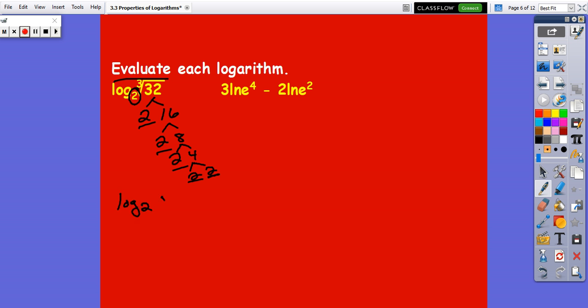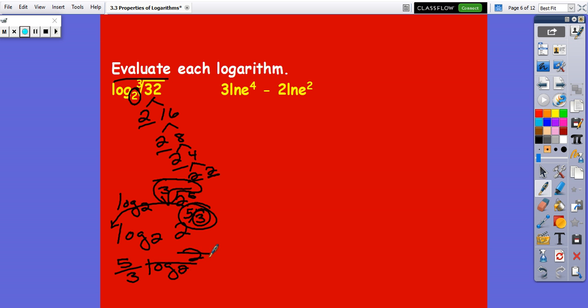The log base 2 of the cube root of 2 to the 5th. Now remember how we change a radical? We can change it to an exponent. So this is 2 to the 5/3. And whatever root we're taking goes in the denominator. Now, I'm going to take this and put it out front because powers I can move to the front. Log base 2 of 2, which undo each other, and we're just left with 5/3.